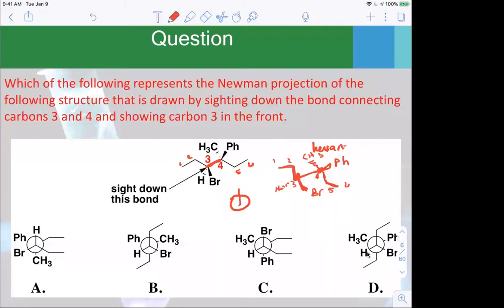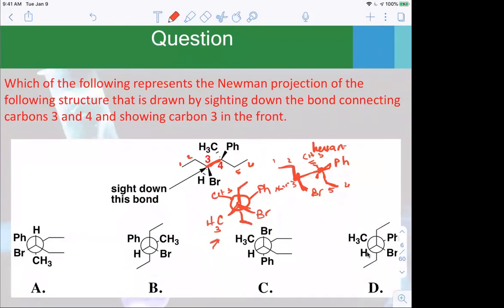I'm going to have the ethyl going on the top, the CH3 to the left, and the Br to the right. And then on my back carbon, I'm going to have the phenyl to the right, the CH3 to the left, and then the ethyl on the bottom. So this is what this Newman is going to look like. And basically what you see is I am going to have something that's going to look like this.